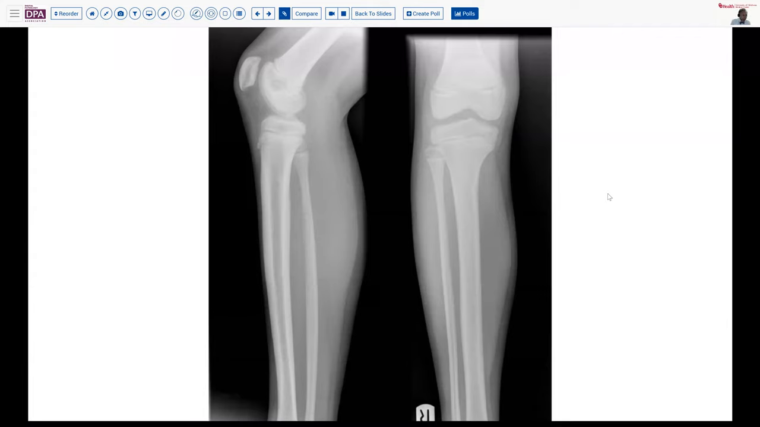This is a very classic example. This is a 17-year-old boy, well, actually, no, a 14-year-old boy. And he had the development of some pain in his leg near his knee, which was rather severe and seemed to persist at night, which is an important finding.